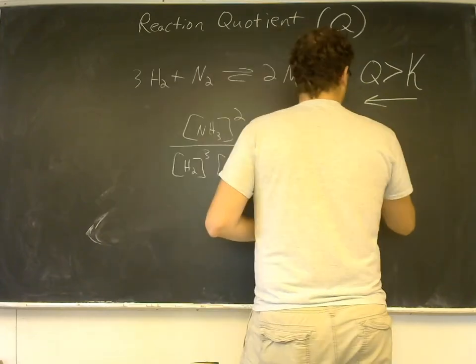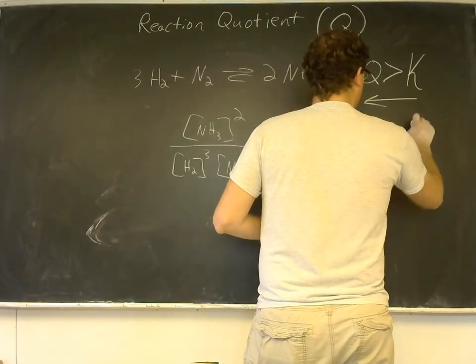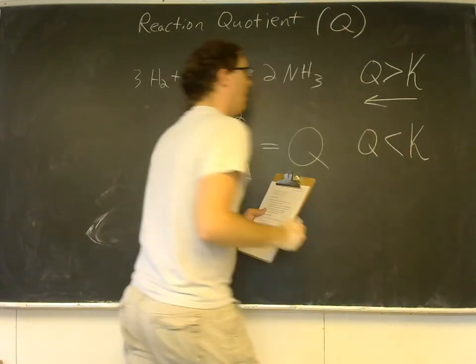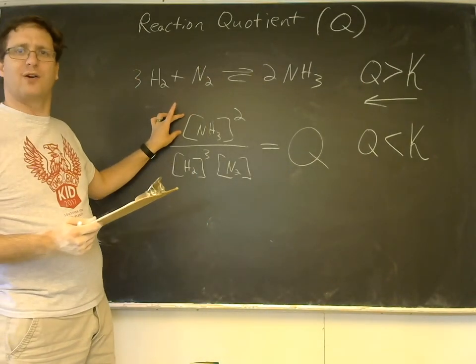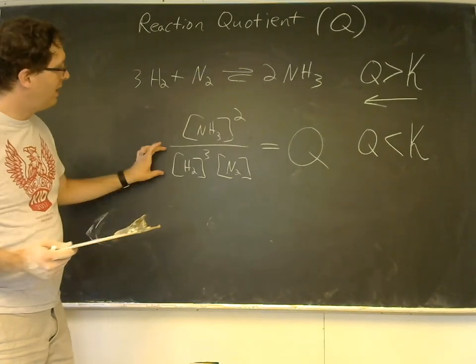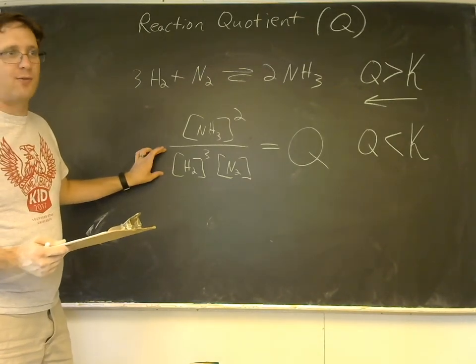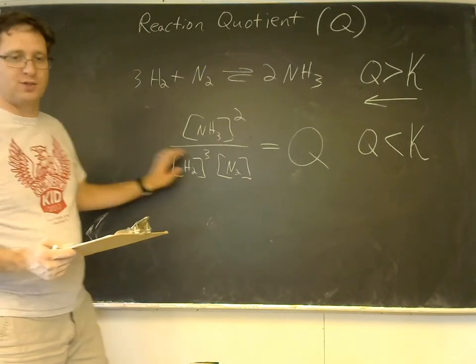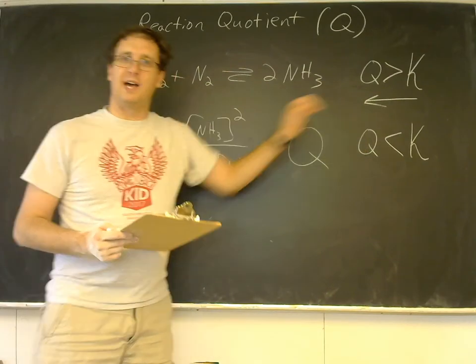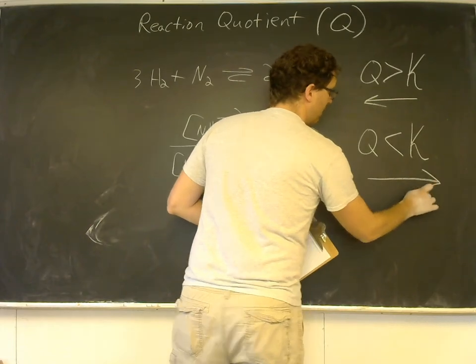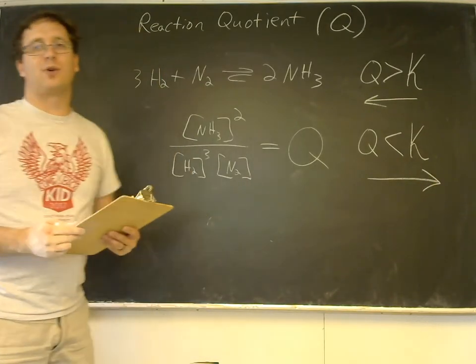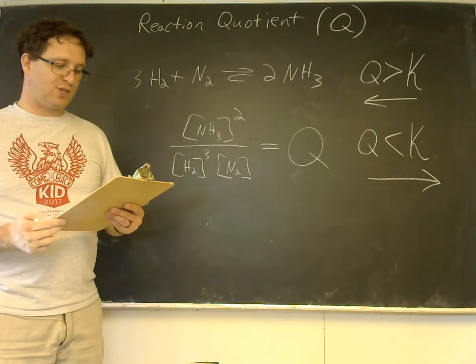If Q is less than K, then that means that the amount here in the numerator, the products, is too small. The amount in the denominator, the reactants, is too large. That's what makes Q be less than K. And so the reaction will have to shift toward the right, toward products, in order to achieve equilibrium.